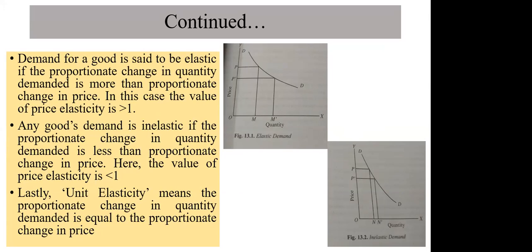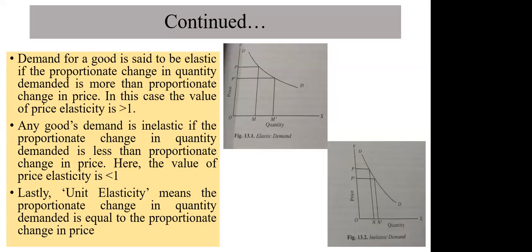So when the price decreased by only 20%, the percentage change in the quantity demanded is a 100% increase. If we divide this 100 by 20%, we'll get the coefficient of elasticity. So in this case, 100 by 20 equals 5. This is called elastic demand because the value is more than 1. The proportionate increase in the quantity demanded is much higher than the proportionate decrease in the price.